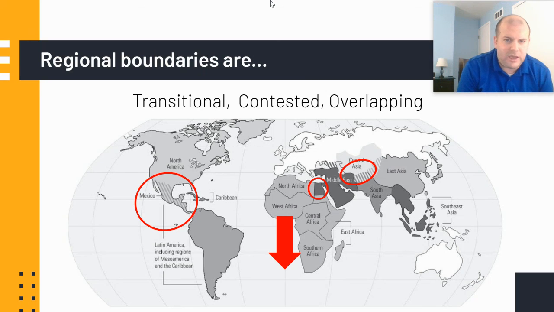They're transitional. They can be contested as countries fight over the borders of regions, and regions can overlap with one another. Your ultimate goal is to realize what the regionalization process is, what a region actually is, and be able to differentiate the formal, functional, and the perceptual regions.